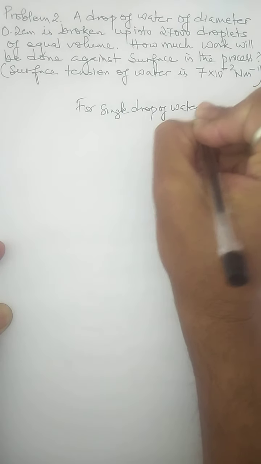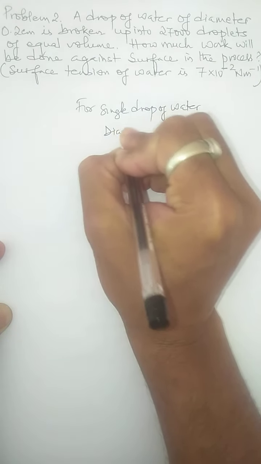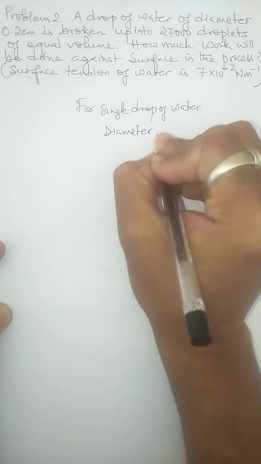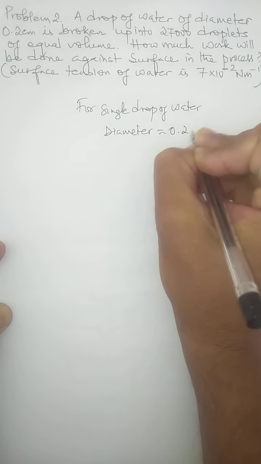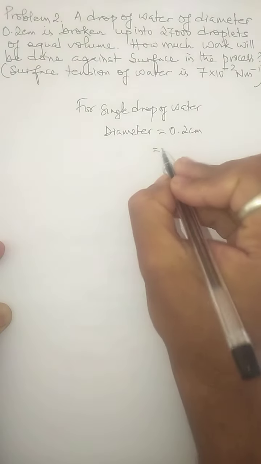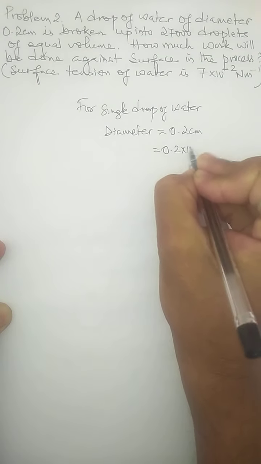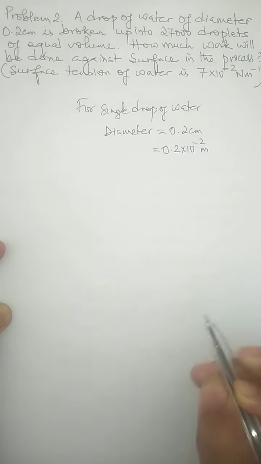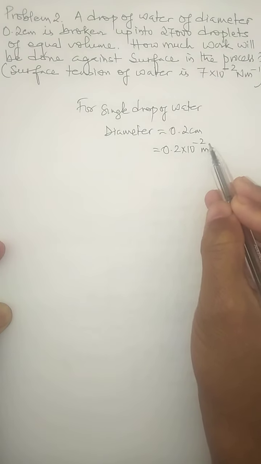Now for a single drop of water, the diameter is given as 0.2 centimeter. But children, I convert this centimeter into meter. So what I need to do? We multiply by 10 to the power minus 2. So it is 0.2 into 10 to the power minus 2 meter.